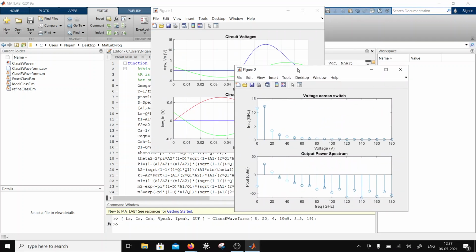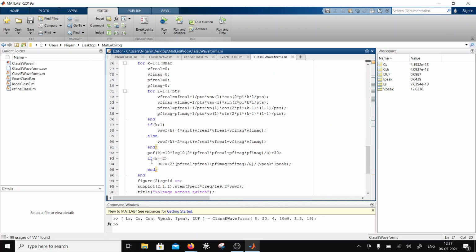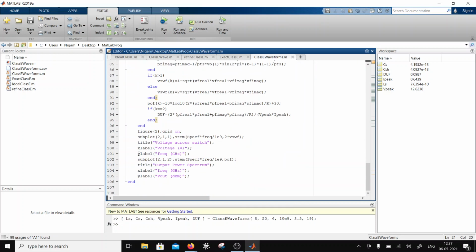oh, there is an issue here. Let me just set this right. These labels are wrong, so let me go and correct this. This one is the X label and that one is the Y label. Okay, fine. Let's run this again.